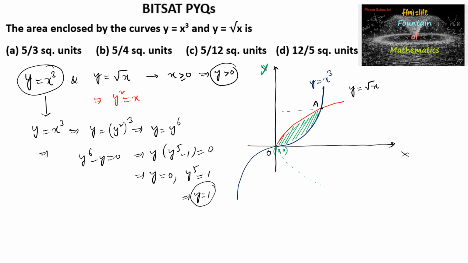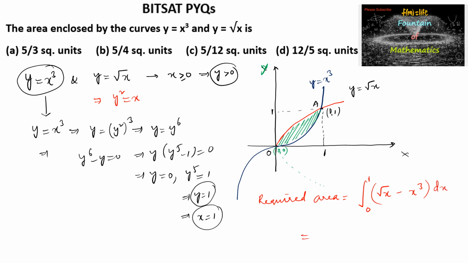So let's assume that this is y value 1. So when y is equal to 1, which implies x is also equal to 1. So here is the point 1 comma 1, means the x coordinate is 1. So we can say the required area is equal to integral 0 to 1, the upper curve that is y is equal to root x, minus the lower curve that is x to the power of 3, dx.